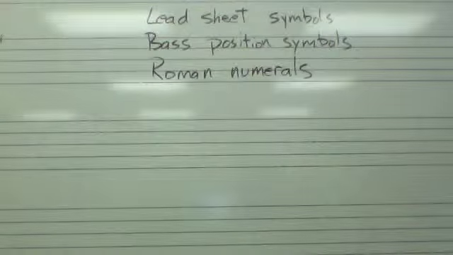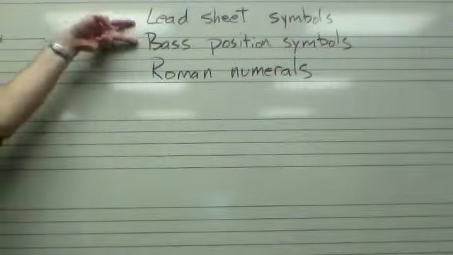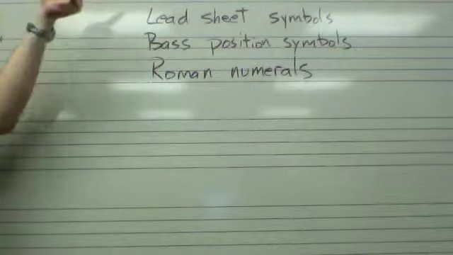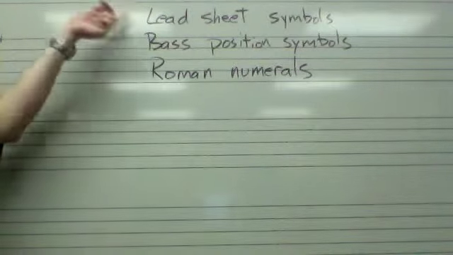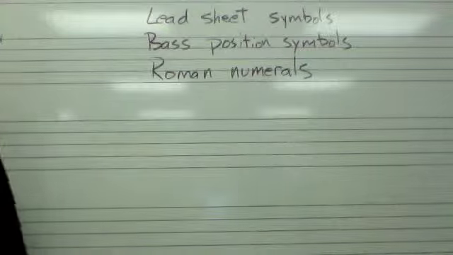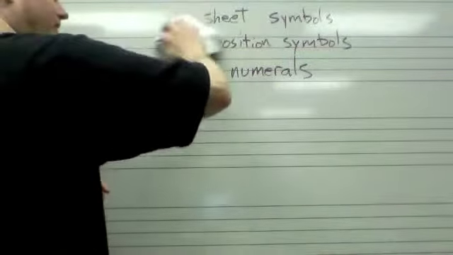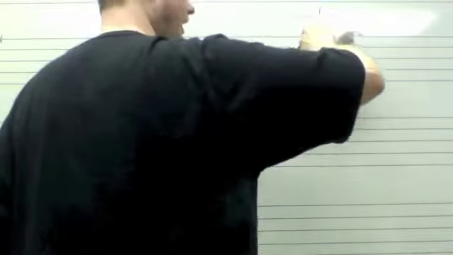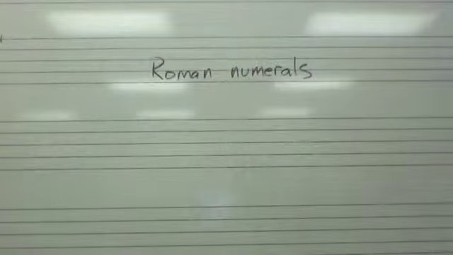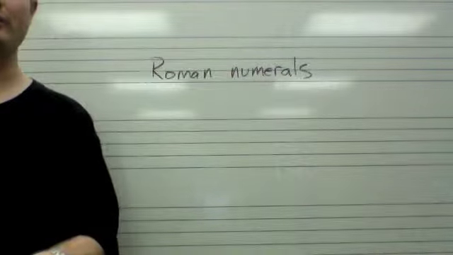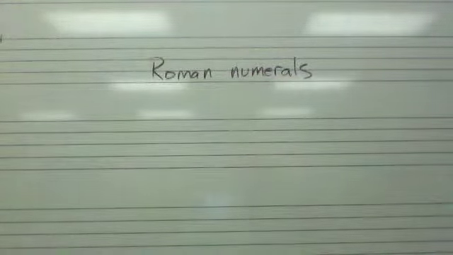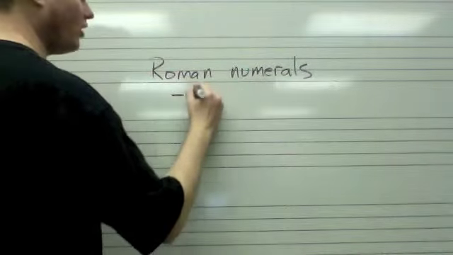All three of these tell you different things. We've already learned about these two. Lead sheet symbols tell you root, quality, and inversion. Bass position symbols tell you intervals above the bass and if any notes are outside of the key signature. Roman numerals are extremely relevant and necessary when analyzing tonal music. Bass position symbols and lead sheet symbols leave some very important information out. For example, they leave out function altogether.